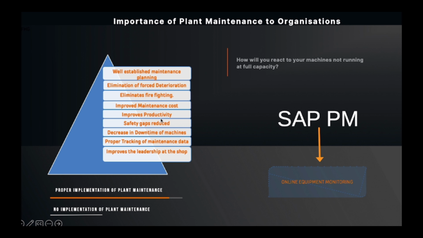It also improves productivity because we no longer have firefighting and we have eliminated forced deterioration. It greatly improves our productivity. Safety gaps are also reduced. For our maintenance plans, we have task lists, and most of the tasks on the task list would draw our attention into covering zero access gaps. But when we do not have these proper maintenance plans in place, the possibility of identifying these safety gaps is also reduced.